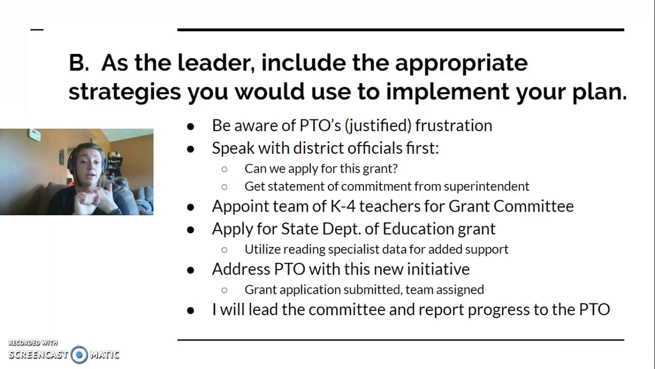So first, I need to speak with district officials. Can we apply for this grant? I need to speak with my school board and get a written statement of permission and commitment from my superintendent. Once I have that, I'm going to appoint a team of K-4 teachers for my grant committee. These are going to be following me as their leader throughout the course of this grant, and we're going to be together introducing them to the PTO and then reporting our findings and our improvements to the PTO throughout the course of this 3 years.